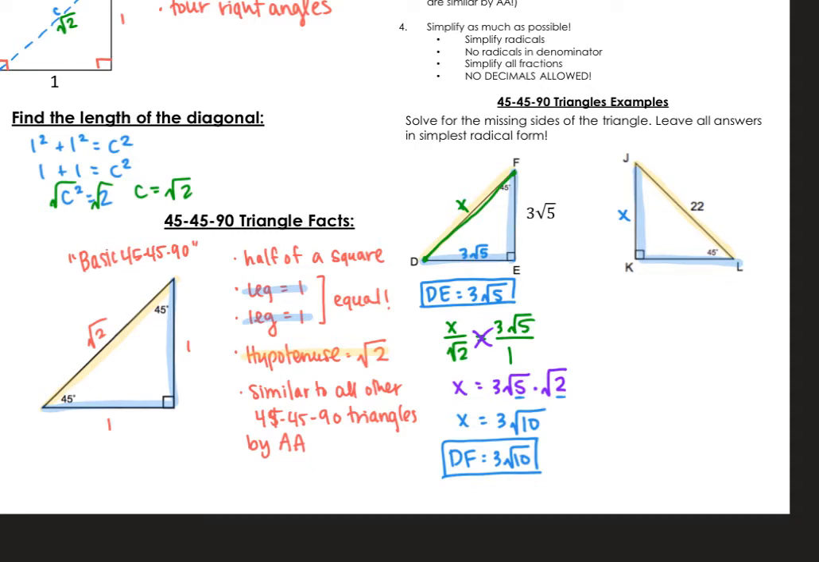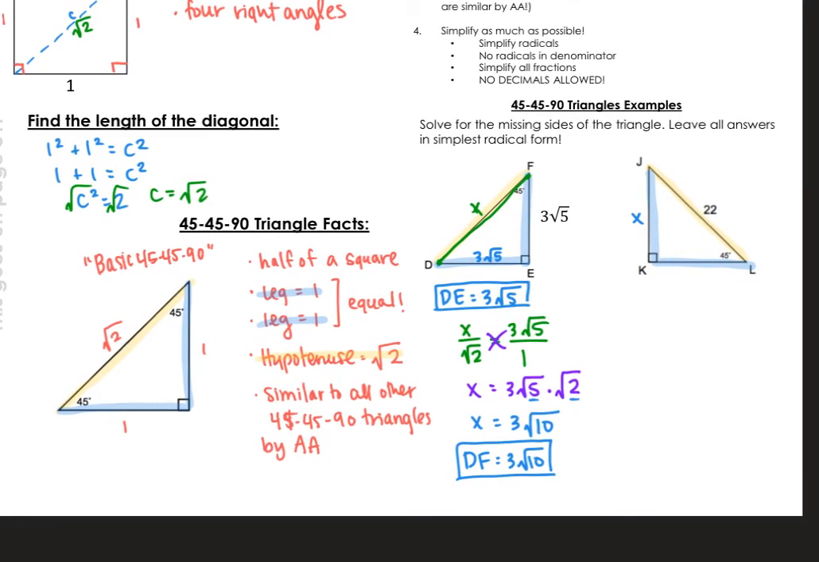Now that my sides are labeled, I'm going to match up my sides. I'm going to do leg over leg, so x over 1 equals, and then hypotenuse over hypotenuse, so 22 over the square root of 2. For this one, we actually don't need to cross multiply since we already have x by itself. X divided by 1 is just x. So we have x equals 22 over the square root of 2.